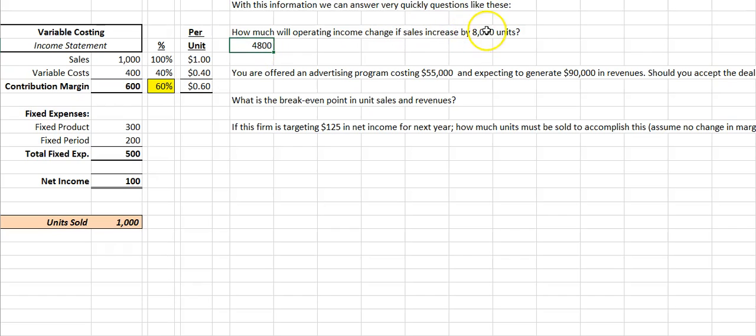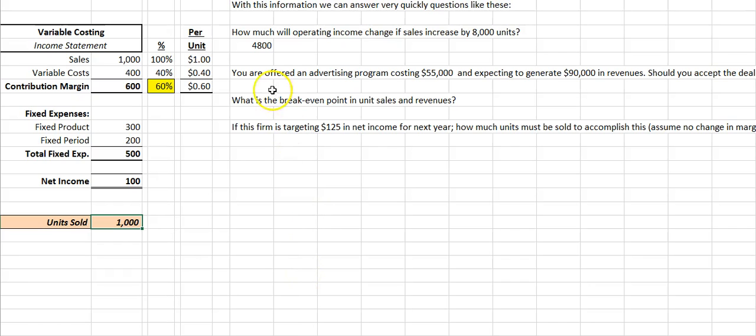So if I sold 8,000 units instead of 1,000, I would go ahead and add $4,800 to my bottom line. So I was able to answer that question very quickly by understanding that each unit contributes 60 cents to the bottom line. By the way, you'll notice that these numbers don't necessarily match. I have 1,000 units sold here and 8,000 over here. That's a humongous increase, right? But just bear with me. These are just numbers to help explain things, and I try to keep them as simple as possible.